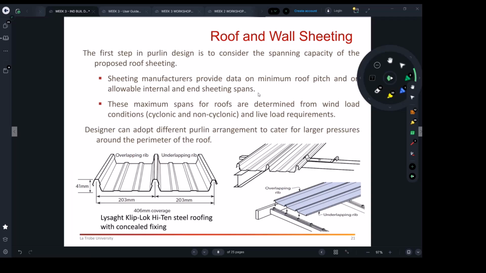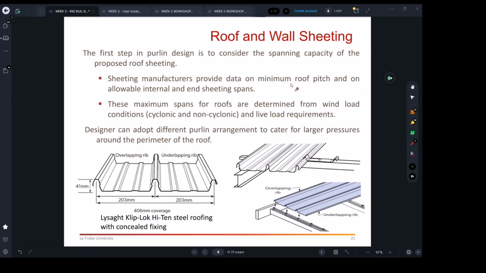These notes will give you ideas about the considerations you need to worry about. It depends on whether you are in a cyclonic windy area or not. And there is manufacturers' data. The manufacturers have their own civil engineers and structural engineers who design and make the span tables which you have available.